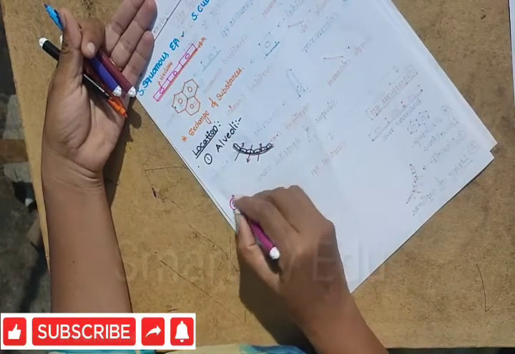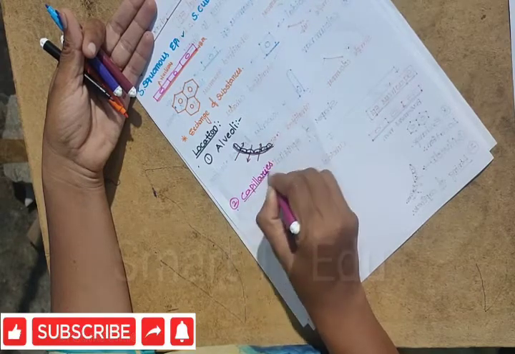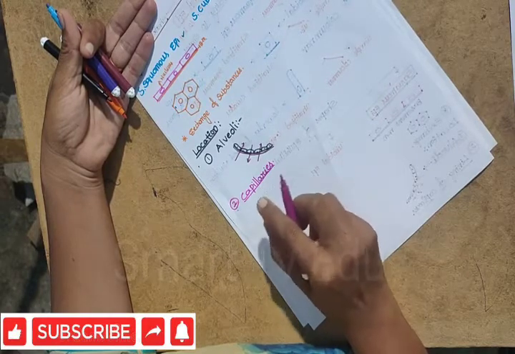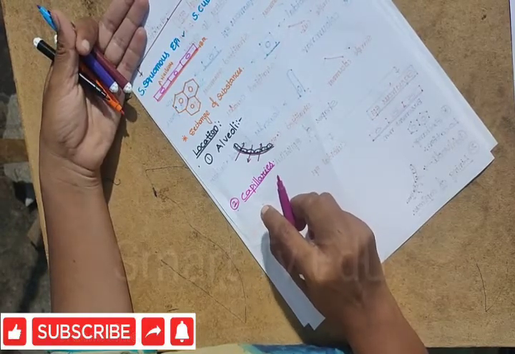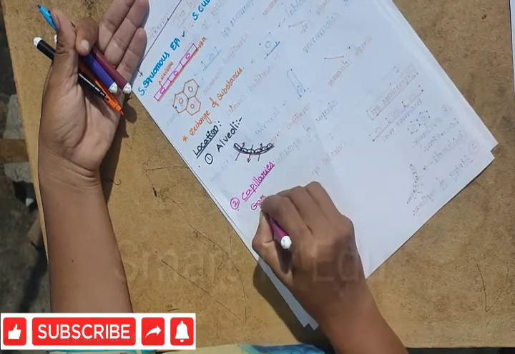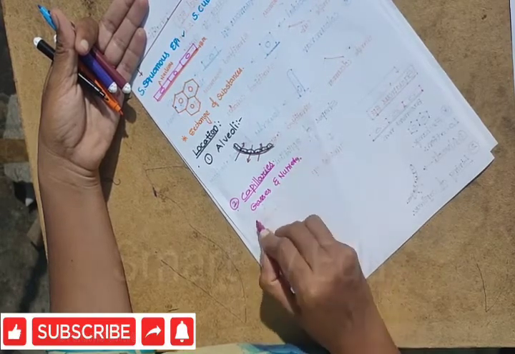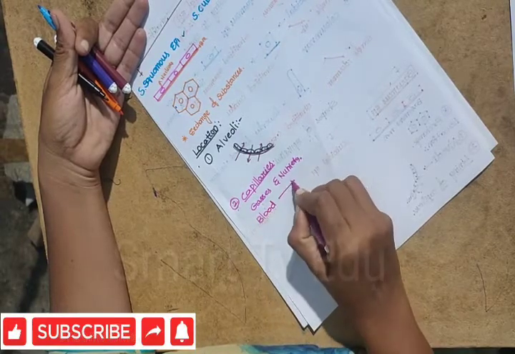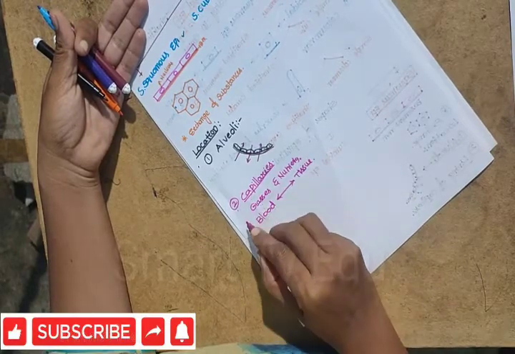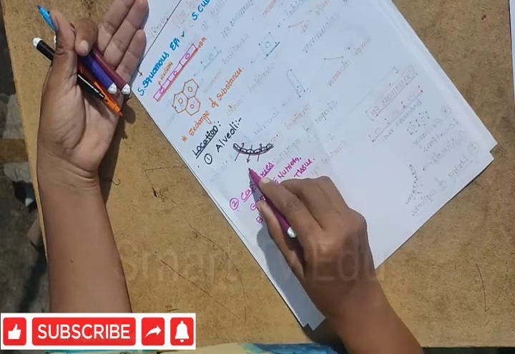The second one is capillaries. The capillary lining also has simple squamous epithelium. In the capillaries, exchange of gases and nutrients takes place between the blood and tissue. In this area also, simple squamous epithelium is present, and it also rests on the basement membrane.